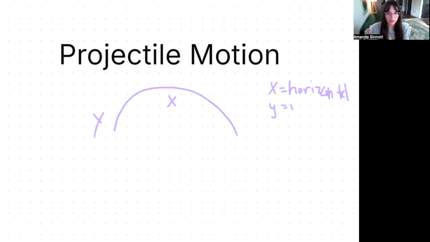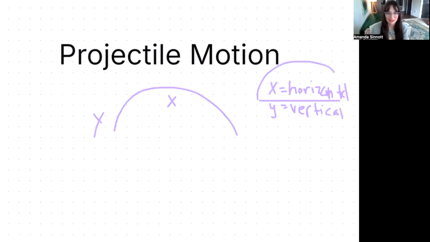The X is always going to be the horizontal, while the Y is going to be the vertical. A way that you can remember this is horizontal is like horizon, like the sunset. And for Y, I always think of the stem of the Y as up and down. So that's a way to remember.